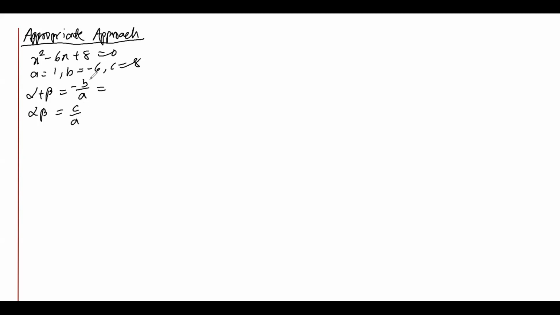Now, alpha plus beta is -(-6) divided by 1, which is 6. Alpha beta is 8 over 1, which is 8. Understood? So we don't want to know what alpha and beta are, but we know alpha plus beta, we know alpha beta. With this, we can solve all the problems.